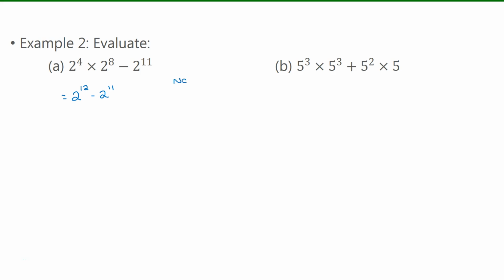So I'm just going to make a note over here that 2 to the 12 minus 2 to the 11 cannot be combined into a single power, as some people may want to do, and write it as 2 to the power of 1. What we in fact need to do is work out each power individually. So I'll write that down. Work out each power individually.